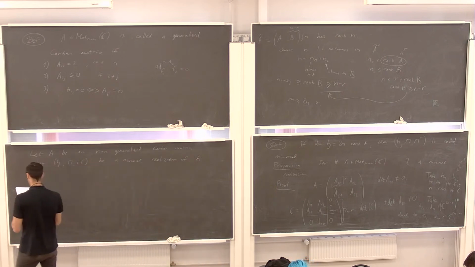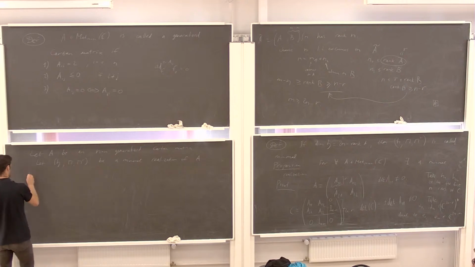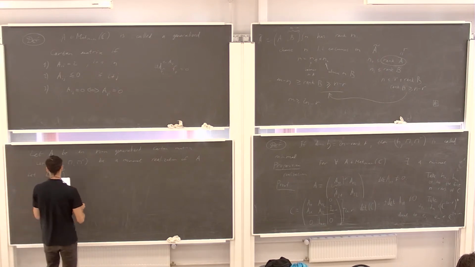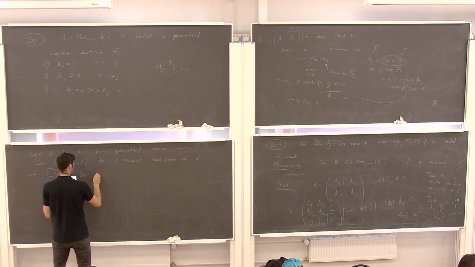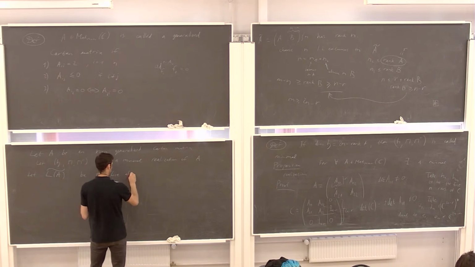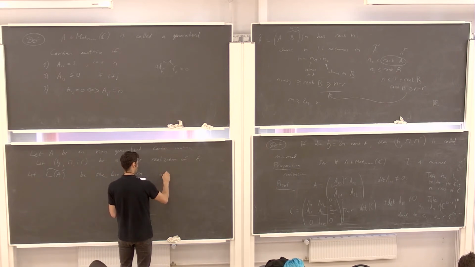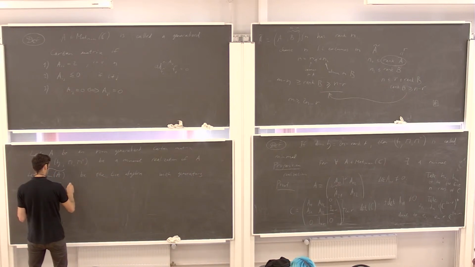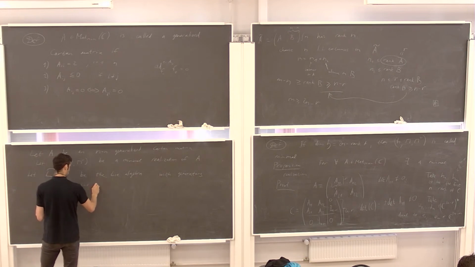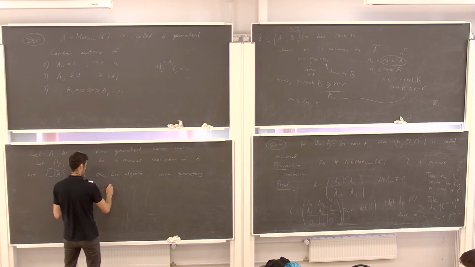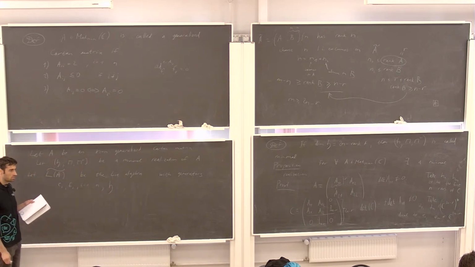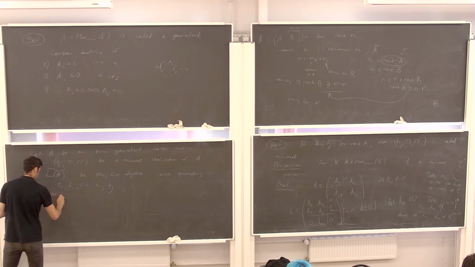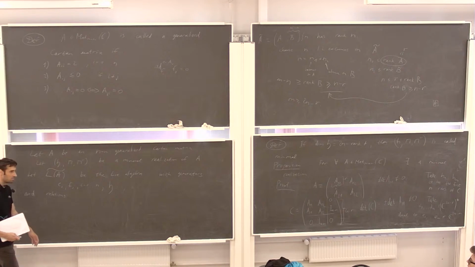And then let me define first the Lie algebra L tilde of A. So let L tilde of A be the Lie algebra with generators e_i and f_i, where i runs from 1 to n, and also h. So this is the generating set. And relations. So I actually give you an infinite number of generators in a sense.